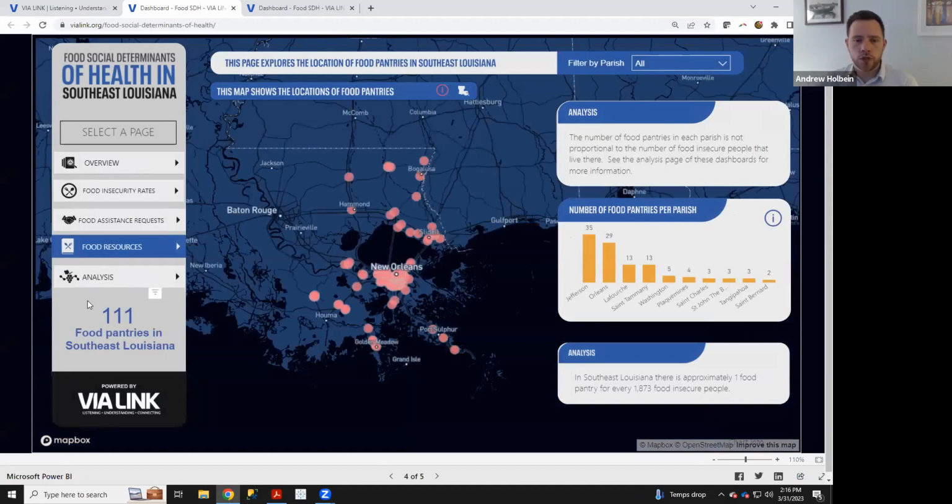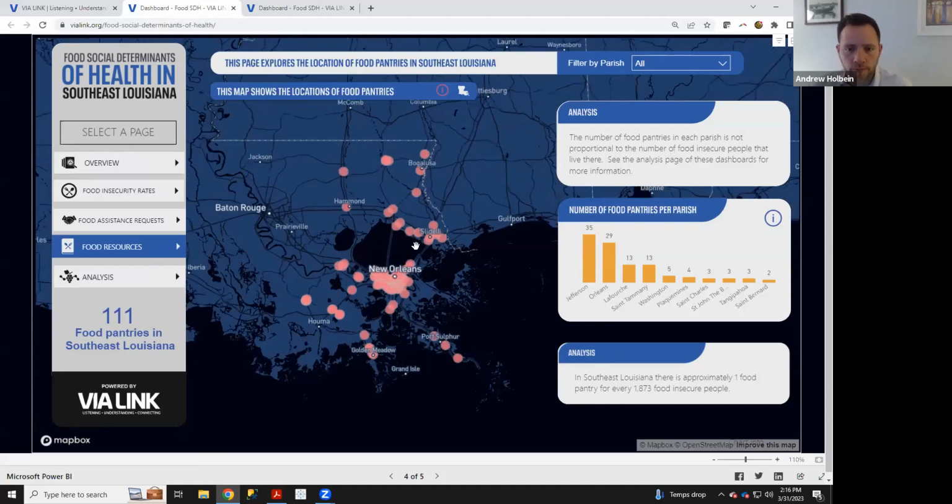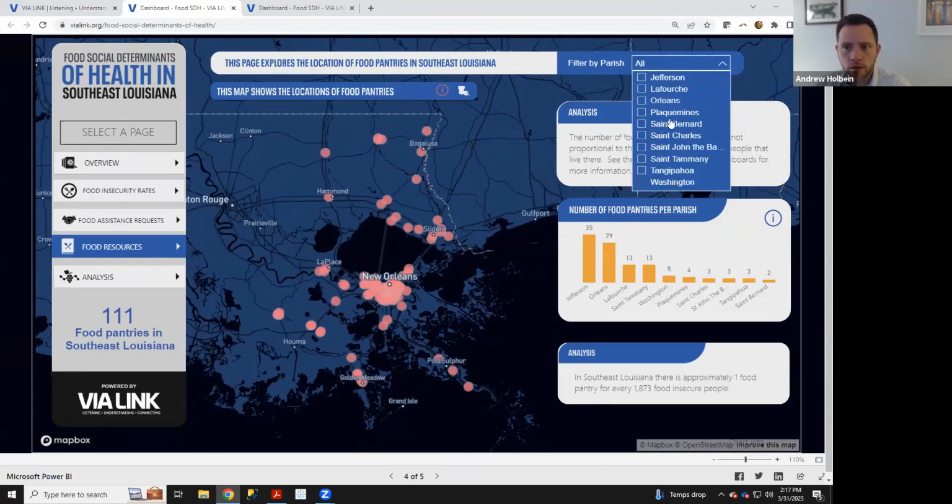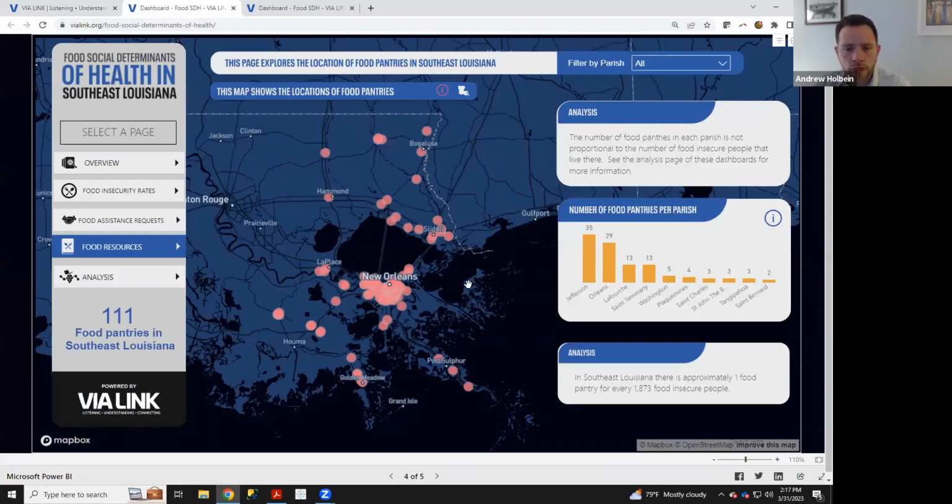This page of the dashboard shows food resources from our resource database. Each of these dots is a food pantry. I should have mentioned that this dashboard is looking specifically at Southeast Louisiana, the 10 parishes of Southeast Louisiana where we answer the 211 system. It's the 10 parishes listed here. You can see that the greatest concentration of food pantries is obviously in the greater New Orleans region. Here's the number of food pantries per parish, and an analysis that there's one food pantry for every 1,800 food insecure people. That's what this page shows.